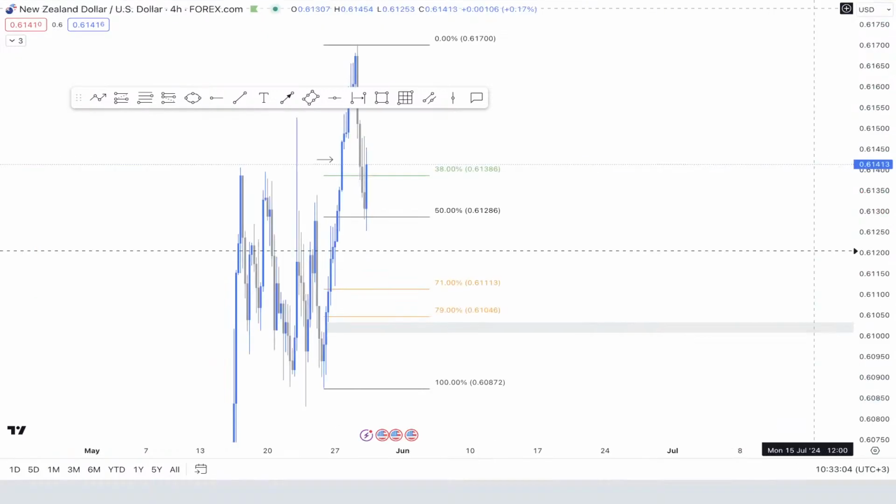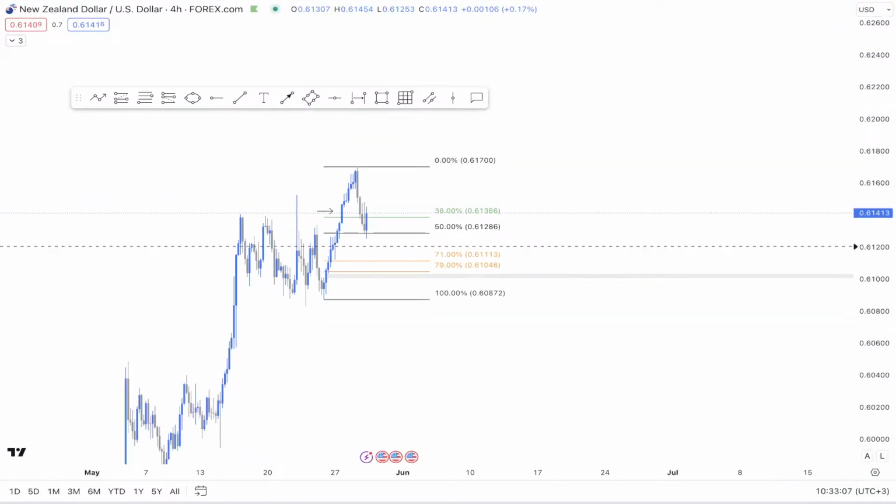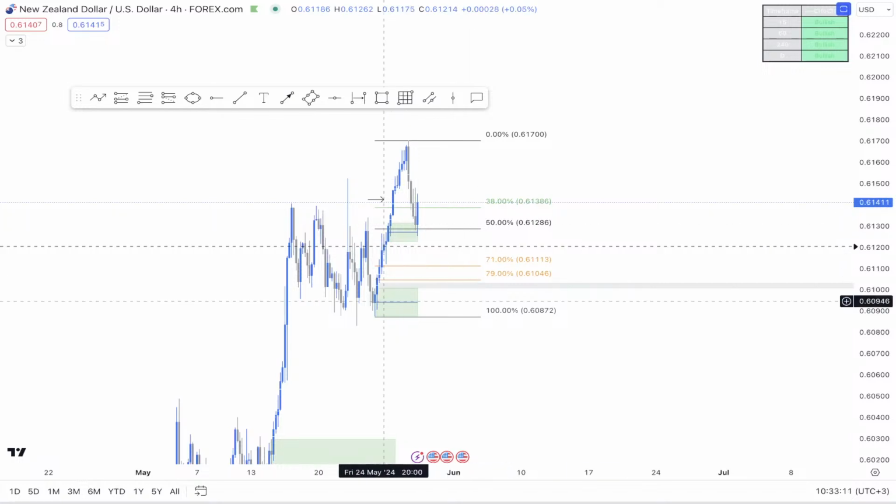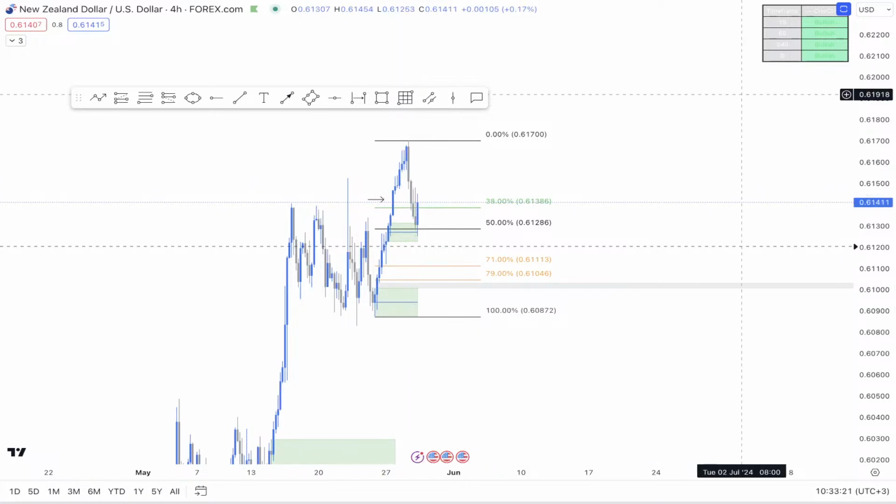On NZD USD, we have a textbook bullish setup, a continuation of this uptrend with this bullish leg right here. Okay, we have a fair value gap lining up with this bullish order block, and they are both lining up with the area of interest. Pullback so far looks pretty corrective, and the trader graph is fully bullish.